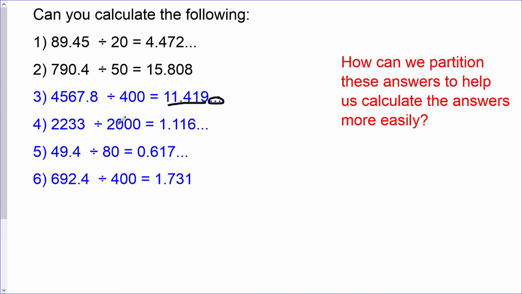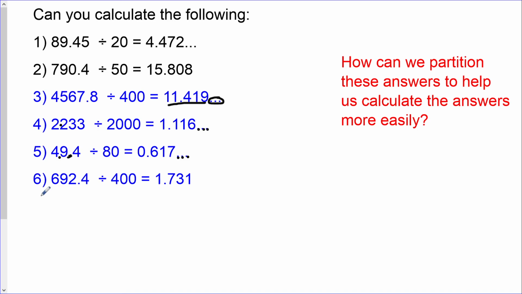Number 4, we should have divided by 1000 to get to 2.233, and then divided it by 2 to get to 1.116... Again, these dots are there because there was a remainder at the end of our 3 decimal places. Number 5, we should have divided by 10 first to get to 4.94, and then divided by 8 to get to 0.617... You know it because there was a remainder at the end of our answer.